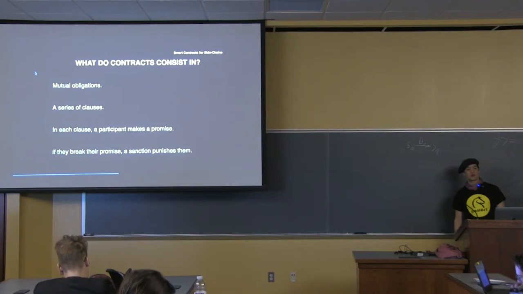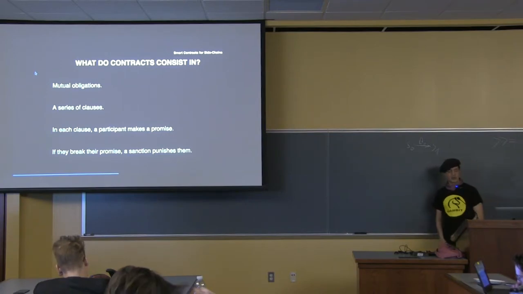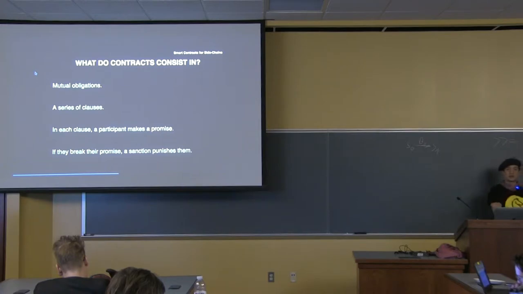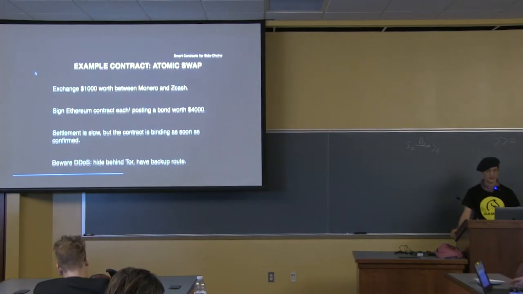So what do contracts consist in? Mutual obligations. I promise to do X, or else this bad thing happens to me. You promise to do Y, or else this bad thing happens to you. And the bad things start usually by losing your collateral. And if someone breaks their promise, the sanction punishes them.